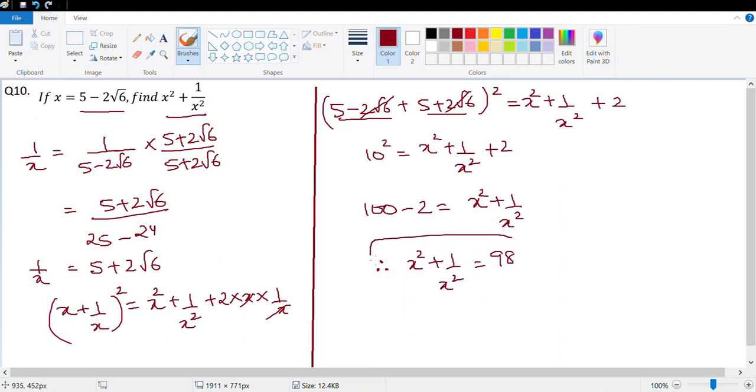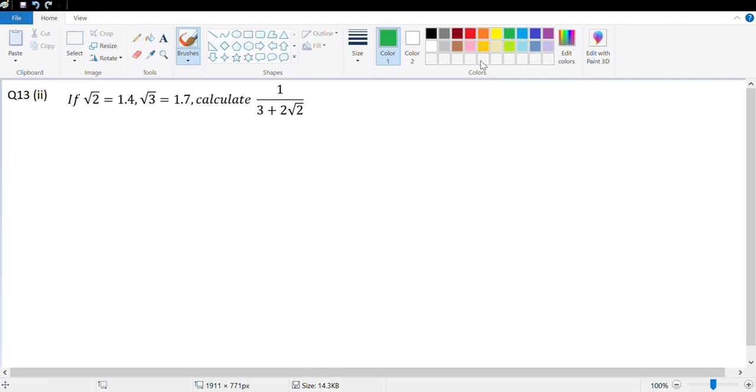Interesting question, combines the chapter expansion as well as rationalization. Good. Let's look at the next homework question. The next homework question we had was question number 13, part 2.